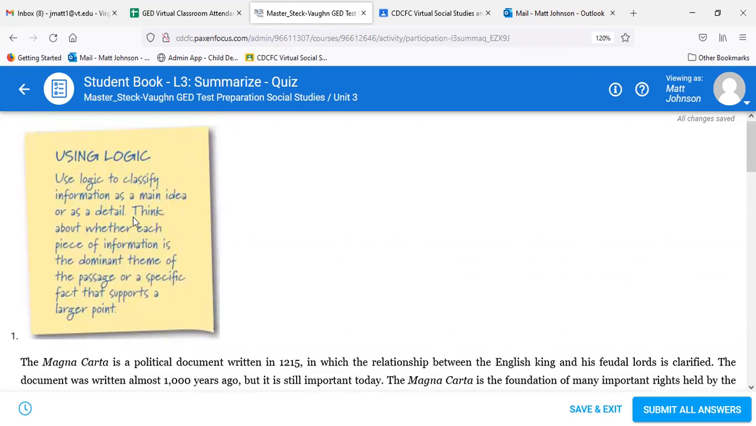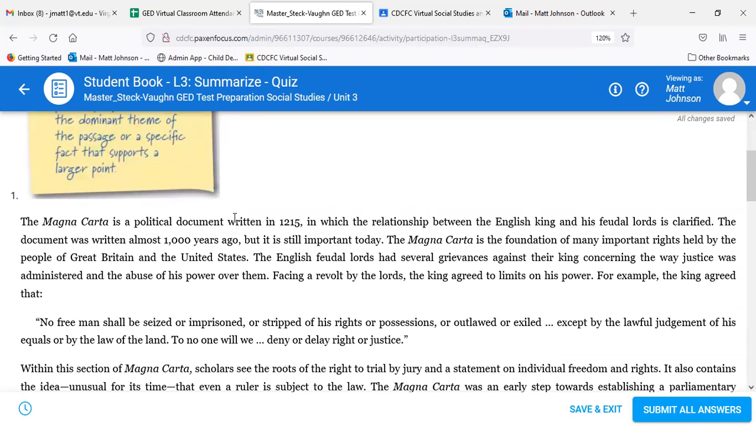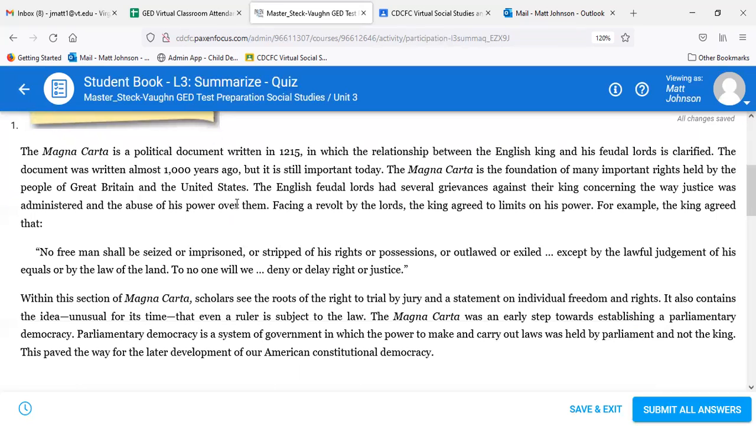And so it says in our box, use logic to classify information as a main idea or as a detail. Think about whether each piece of information is the dominant theme of the passage or a specific fact that supports a larger point. And that's what we just did, right? We said what the Magna Carta was about, why it was necessary, and then those specific few details. And the other thing to remember, if you're taking a test, if you're summarizing, your summary should always be shorter than the length of the passage. So it's something like this where you have sort of 3 short paragraphs.